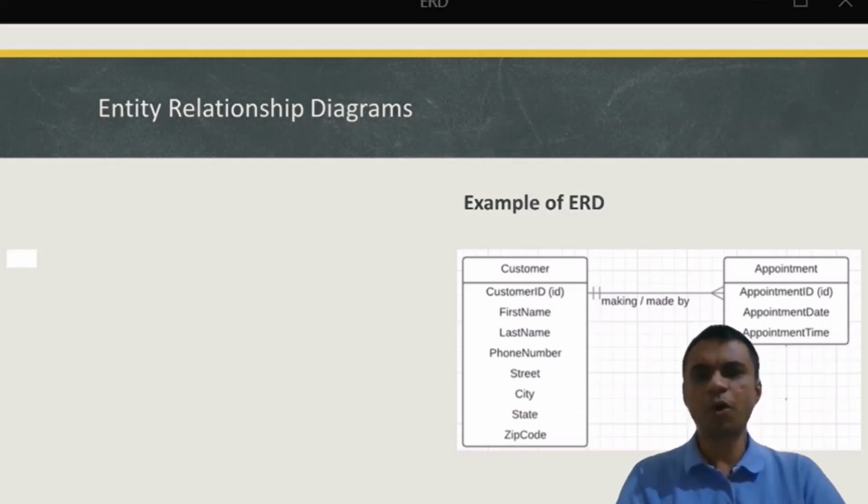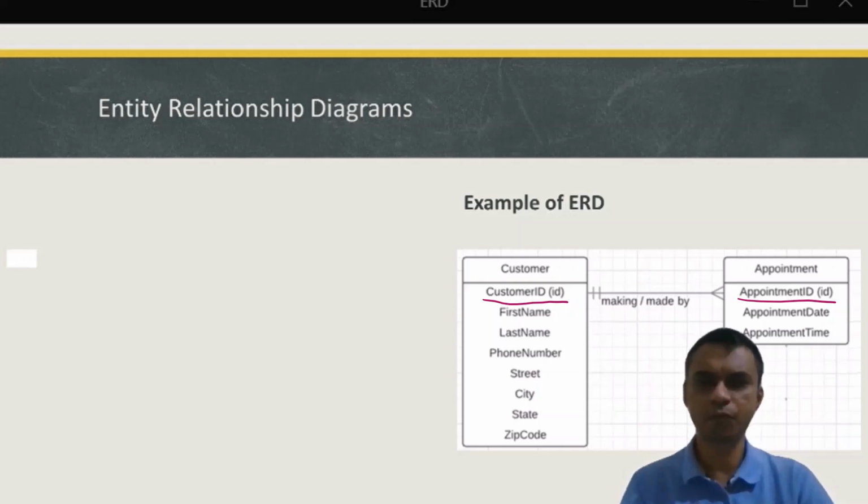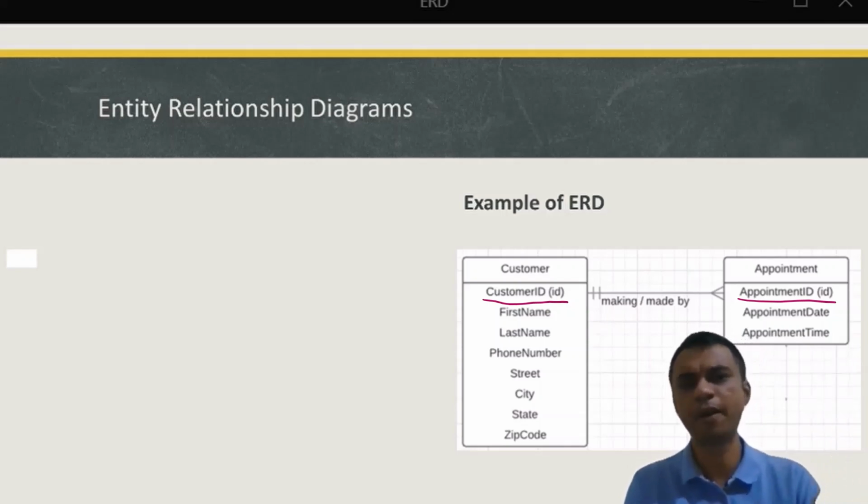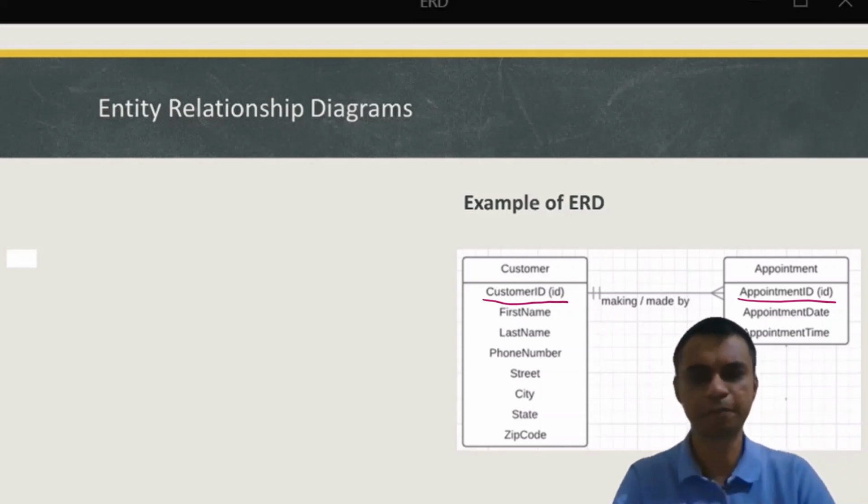And then we have also mentioned there is a primary key, or the identifier, of customer ID, and here it is appointment ID. So these are the ones which uniquely identify every appointment and every customer respectively.